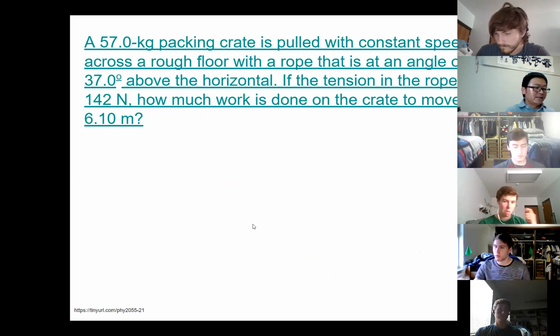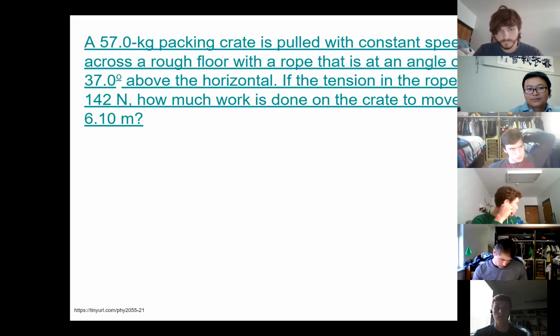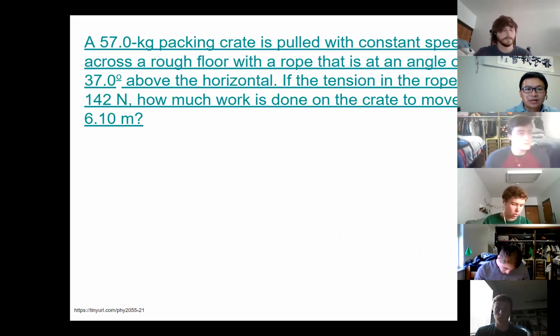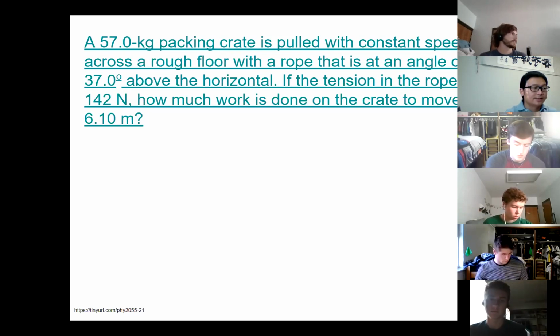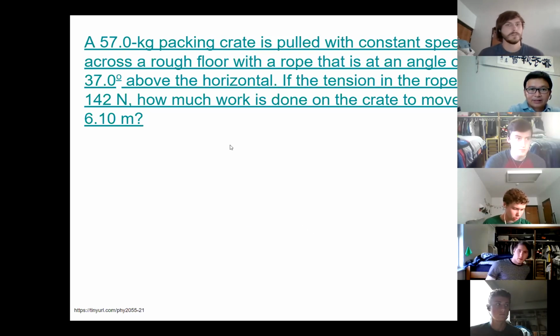All right. Now let's take a look at a quick exercise here. It says you have a 57 kilogram packing crate. It's pulled with constant speed across a rough floor with a rope that is at an angle of 37 degrees above the horizontal. If the tension in the rope is 142 newtons, how much work is done on the crate to move it 6.10 meters? Okay, so I'll have you try this one, and then we can take a look at the solution together.